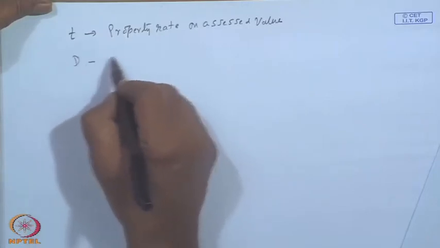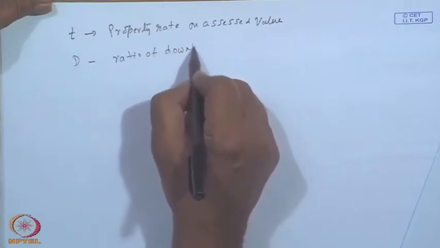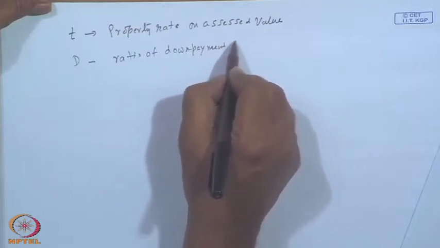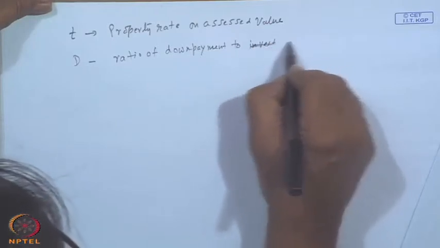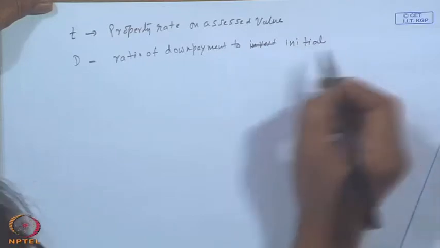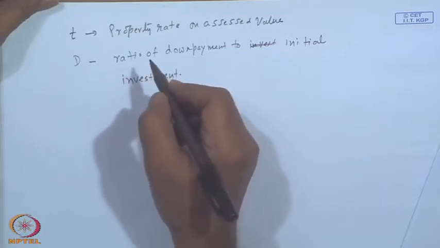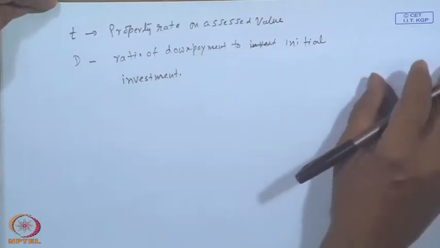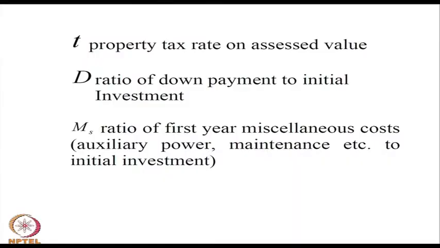And D is the ratio of down payment to initial investment. So some of these terms look unfamiliar because as students or as youngsters you may not be dealing with them, and some of them are even unfamiliar to me too until I tried to find out. Suppose a house is going to cost about 32 lakhs in India, right?